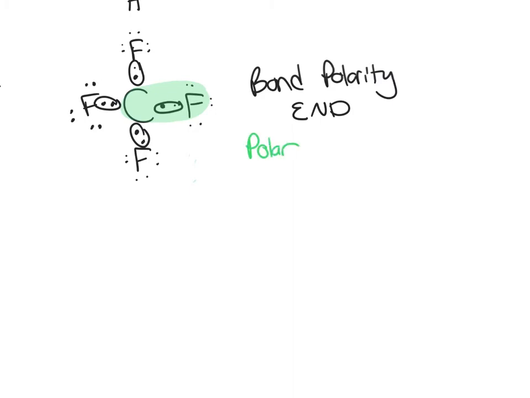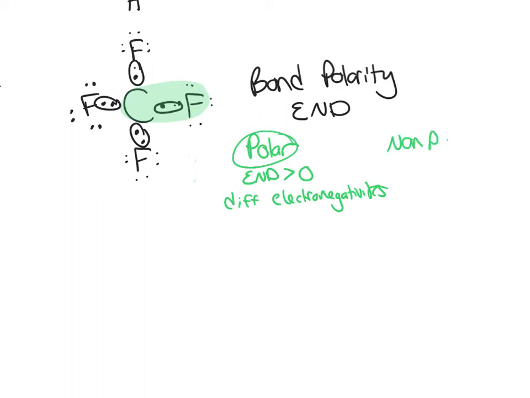It's polar if they have an END that is greater than 0. That means, are their electronegativities the same? If they're the same, then it would be nonpolar. If they're different, so if they have different electronegativities, then it's polar. It's a nonpolar bond if your electronegativity difference equals 0.